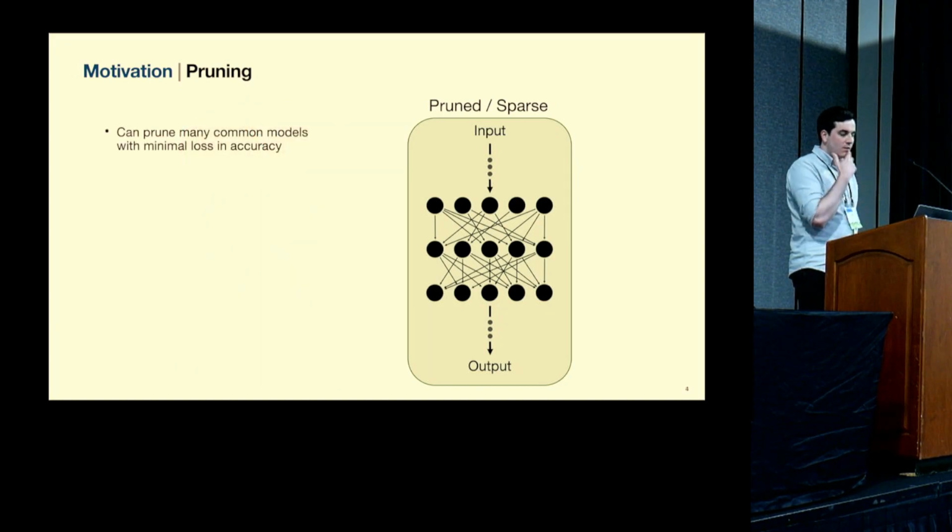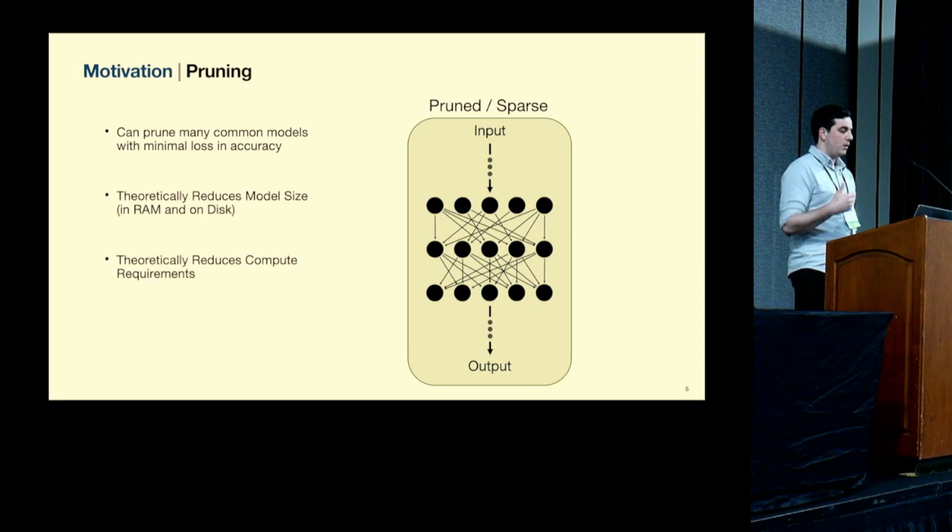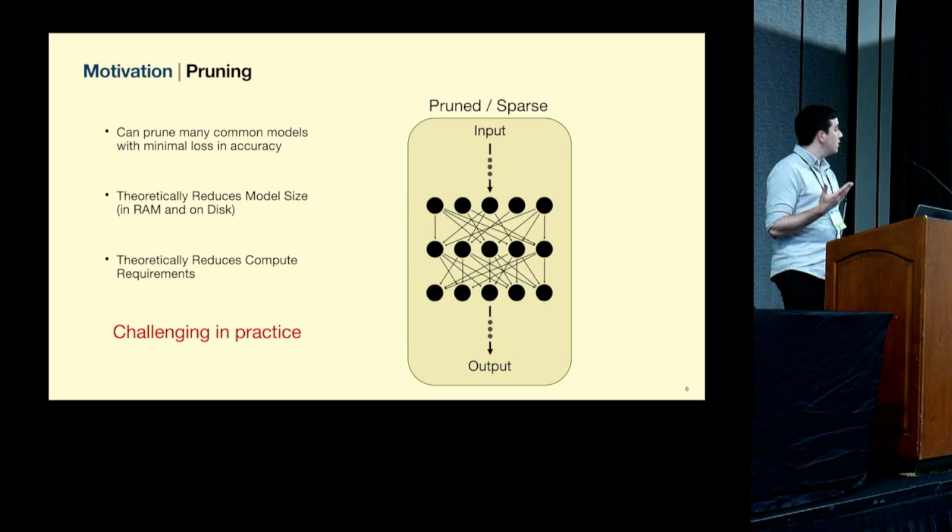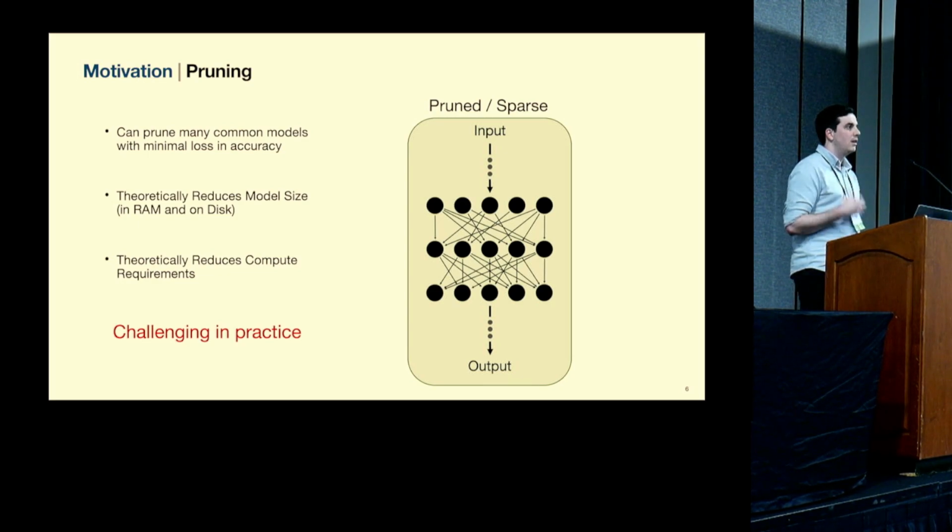So there's been pretty good advancements in pruning in recent years, which means we can prune many common models with minimal loss in accuracy. And this is good because it theoretically reduces the model size as well as the amount of compute required. However, in practice, realizing these reductions is very challenging, as the connections that remain are highly unstructured, making these models difficult to optimize.